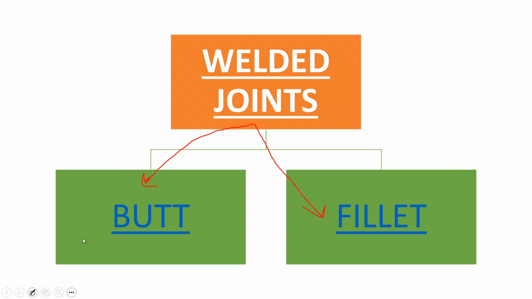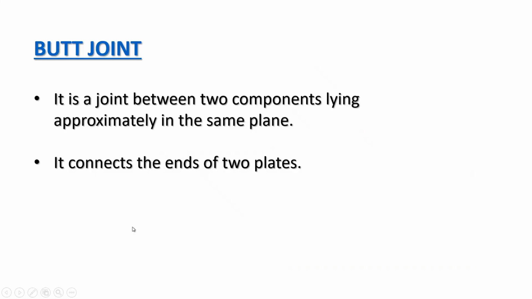So, your butt joint is a joint when both the components are kept within a plane. If two components are kept in the same plane and the welding is done along the edge which is touching, basically when the welding is done along the edge, then that type of joint is known as butt joint.